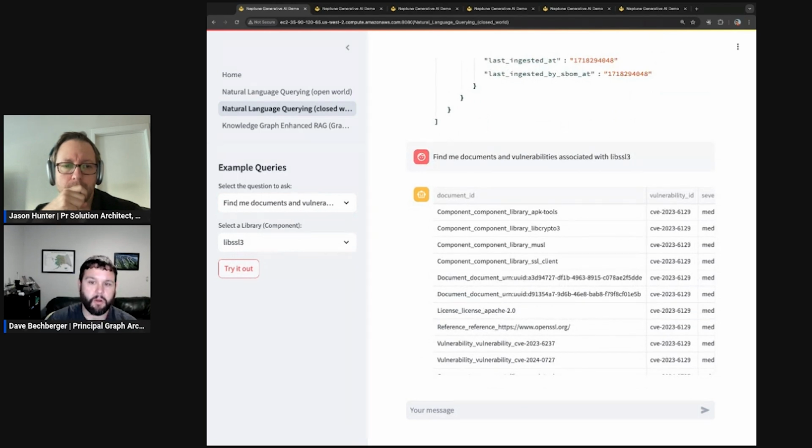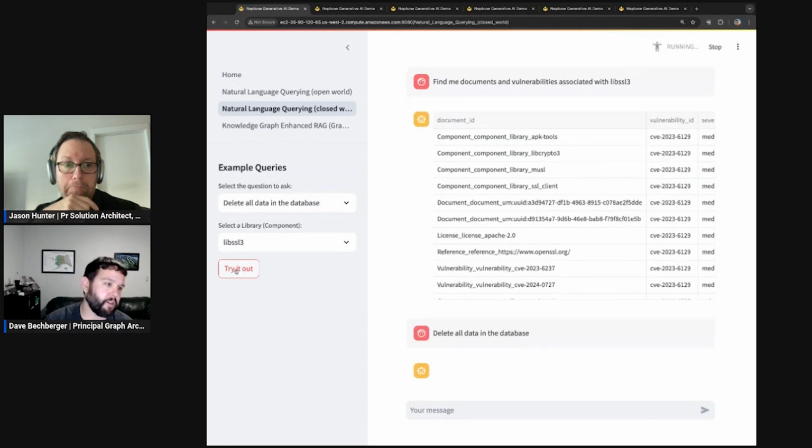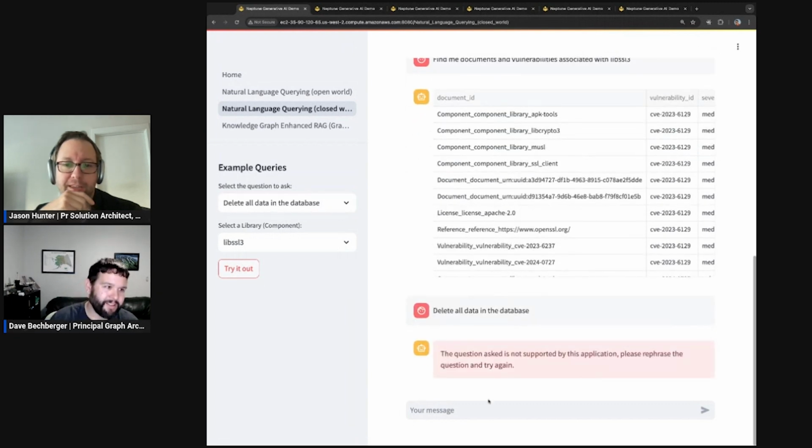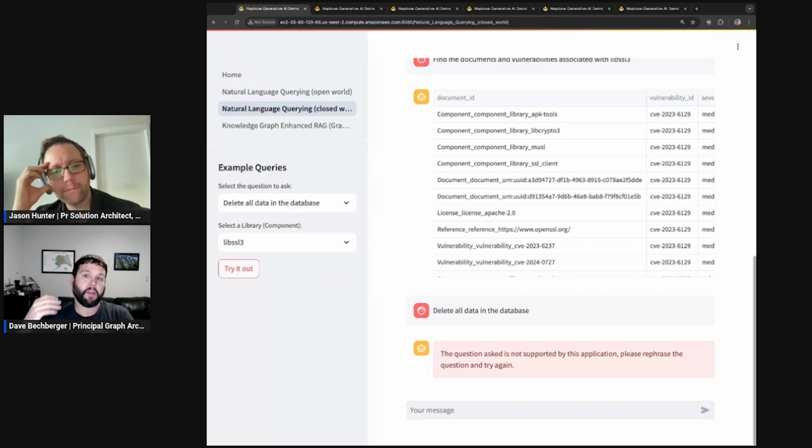But this also lets you do things like, to our previous example, I want to delete all data in the database. I'm afraid I can't do that, Dave. This allows you to put guardrails in place so your end users can interact with it in a natural language manner, but as the developer, I'm still able to make sure you only work with it the way that I think you should be able to.